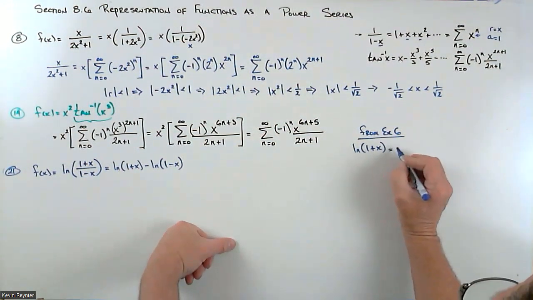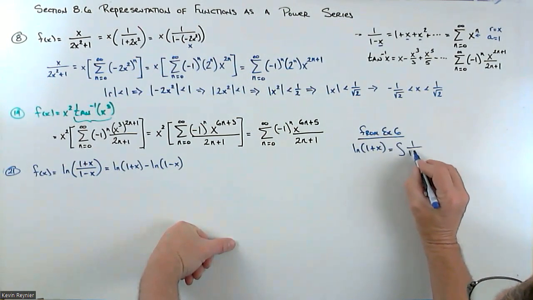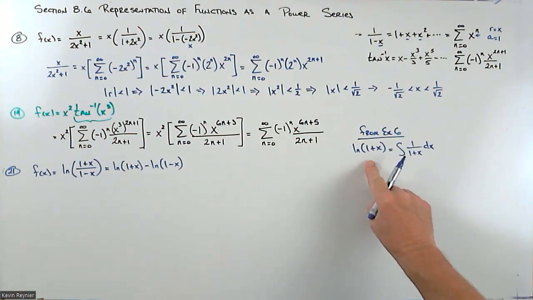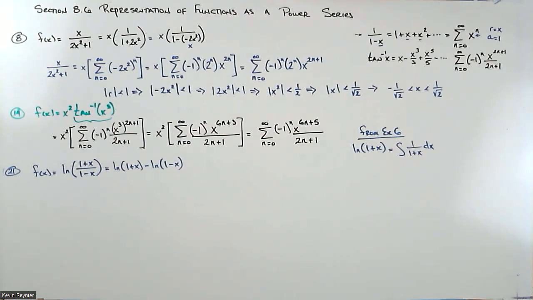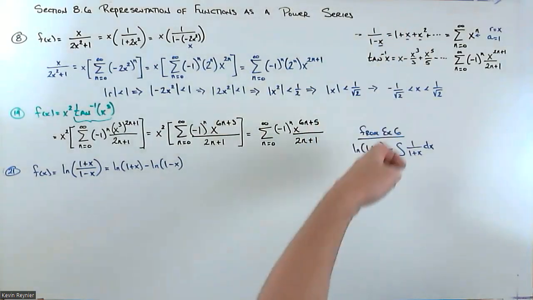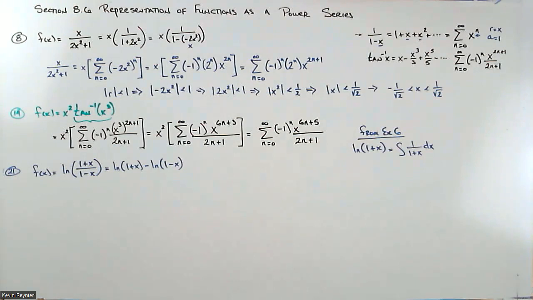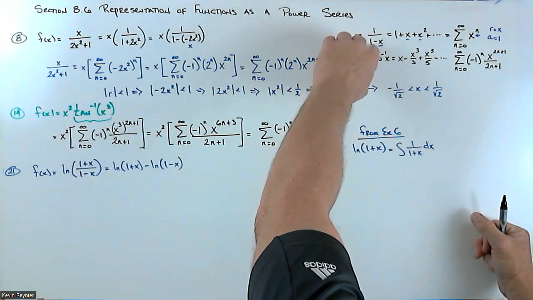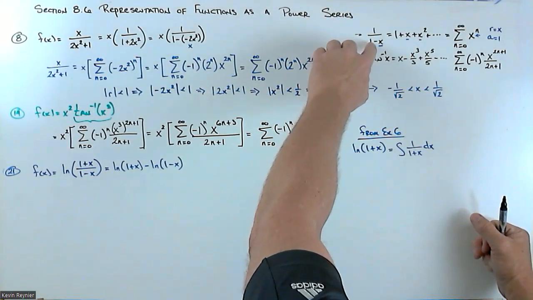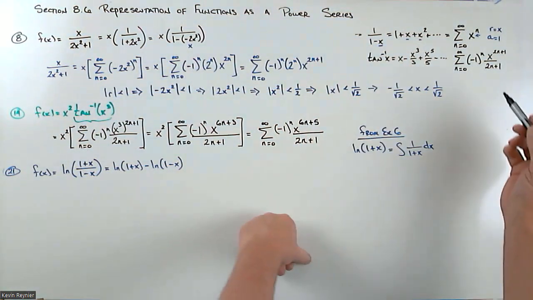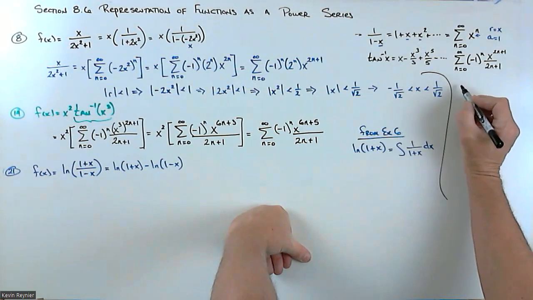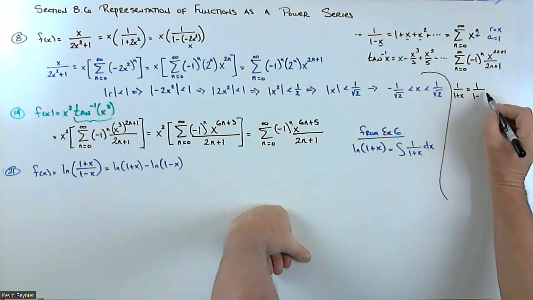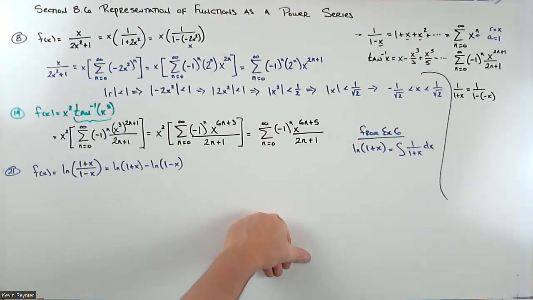They said, hey, you know what? That's the integral of this. The integral of this is the natural log. We know the series for 1 over 1 plus x. We haven't written it down in our little table, but we know it, because to do 1 over 1 plus x, we would make this 1 over 1 minus x. So 1 over 1 plus x would be 1 over 1 minus (minus x).